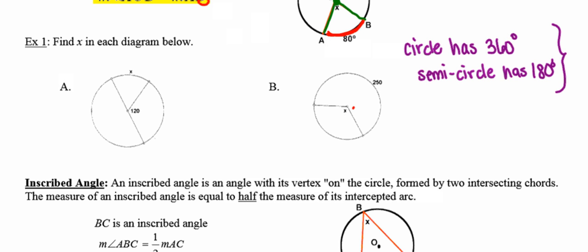Number one asks us to find x in each of the diagrams below. The first thing that I'm going to do is look for the angles that intercept the arcs and the arcs that intercept the angles. So there's the arc that we're looking for, there's x. And if I look at the angle that intercepts that arc, that angle is the angle that I just highlighted with my black pen. We don't know its angle measure.